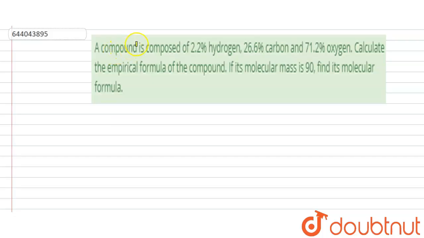Hi everyone, let's take a question here. The question is, a compound is composed of 2.2% hydrogen, 26.6% of carbon and 71.2% of oxygen. Calculate the empirical formula of the compound, and if its molecular mass is 90, find its molecular formula also.